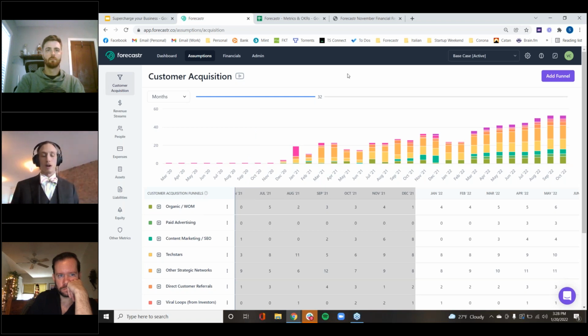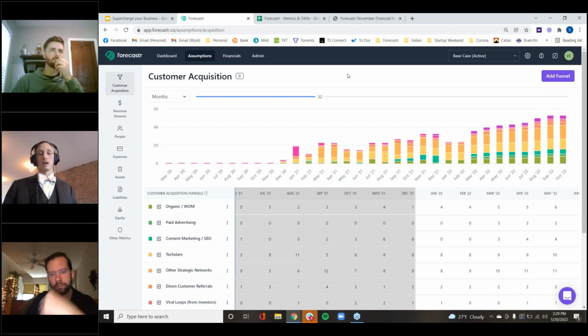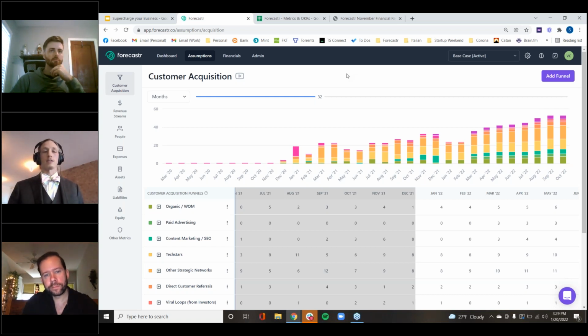The bedrock of any good finance process is having a financial model. You can't do any of this without a model, so definitely make sure you've got one. This is ours, this is Forecastr. Just some quick orientation on it.